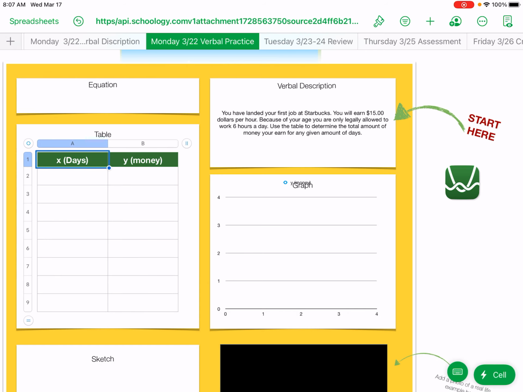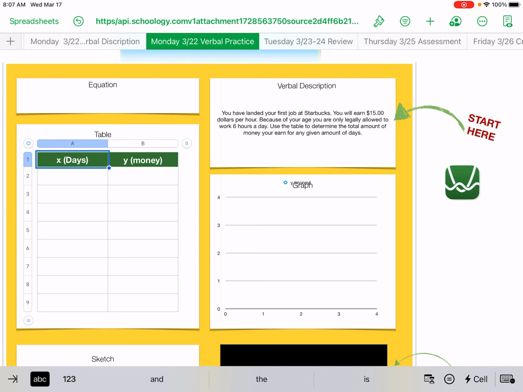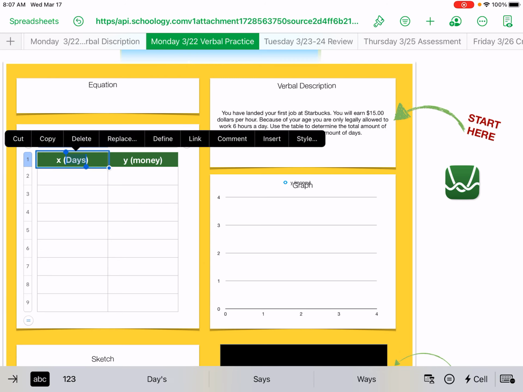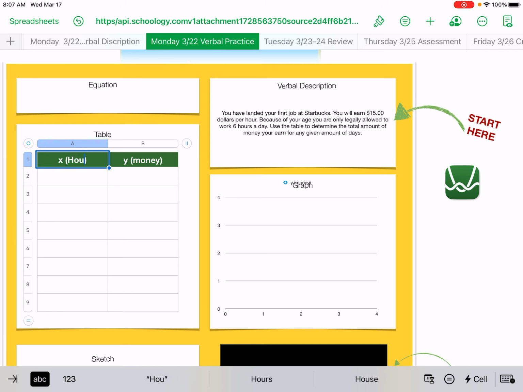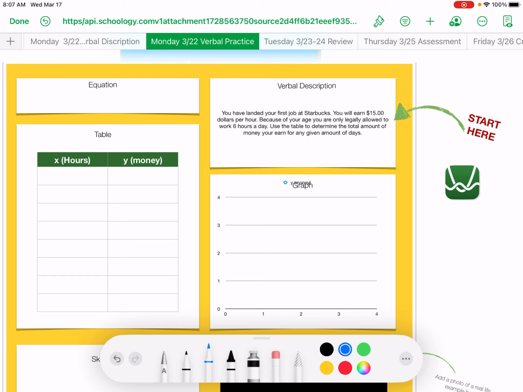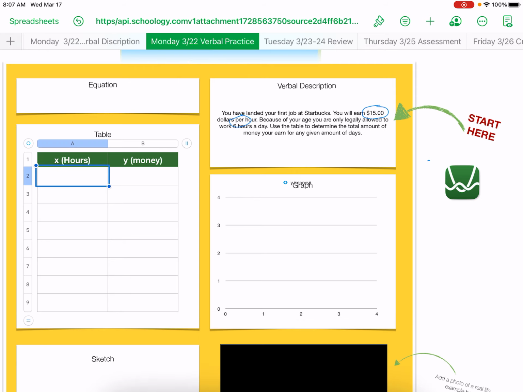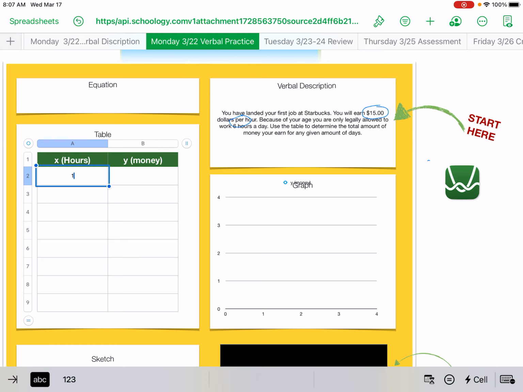Okay, I'm going to label this hours. And then our money will be our Y. So they are telling us that we can earn 15 per hour. Okay, so I'm going to come over here. For 1 hour, how much money can I make? $15.